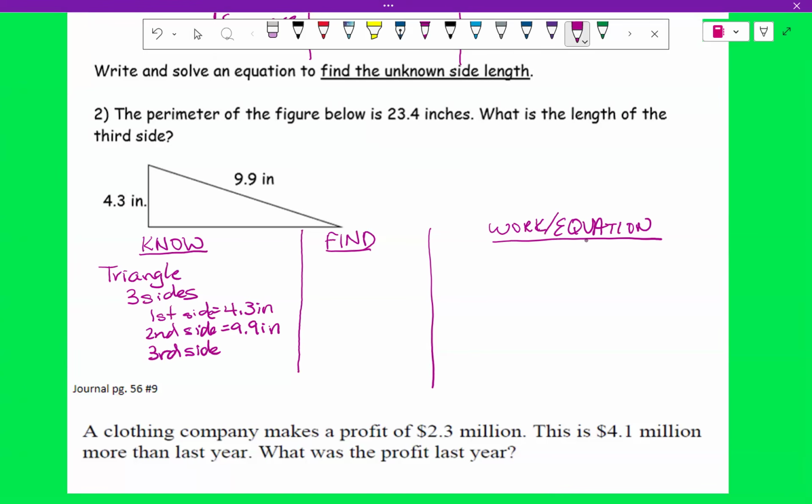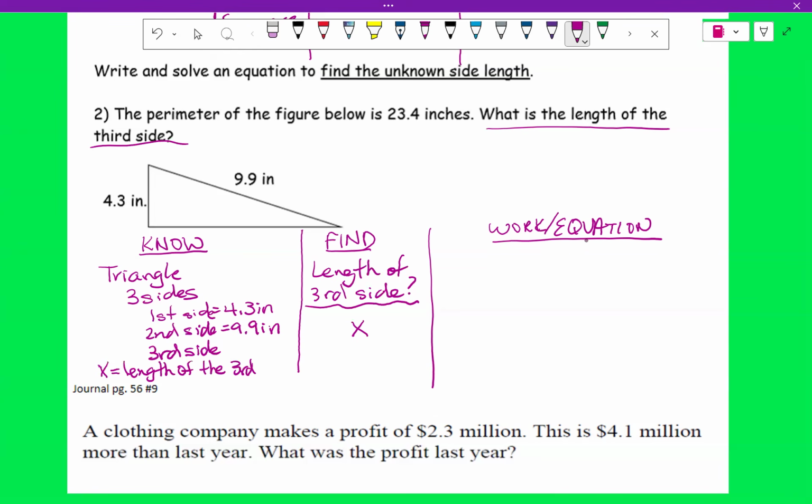Do we know what the third side is? We don't, which is what the question is asking, right? The question says, what is the length of the third side? So we'll put that in our find box. Length of third side. Now, since we don't know what that is, what do you want to call it? Sometimes S is a good choice, but sometimes S looks like a 5, and we know there's multiple sides. So I might just pick something like X. And I'll define my variable over here. X equals the length of the third side. So my third side is X.